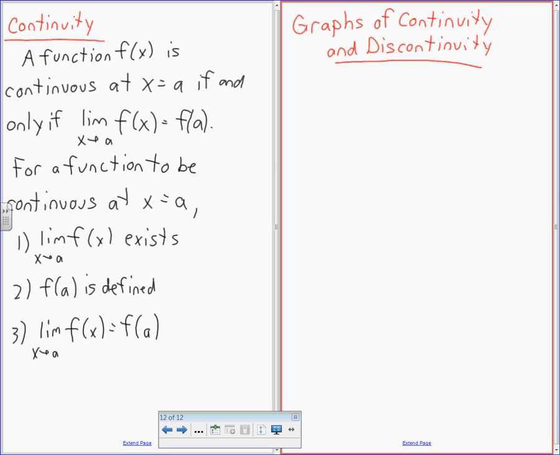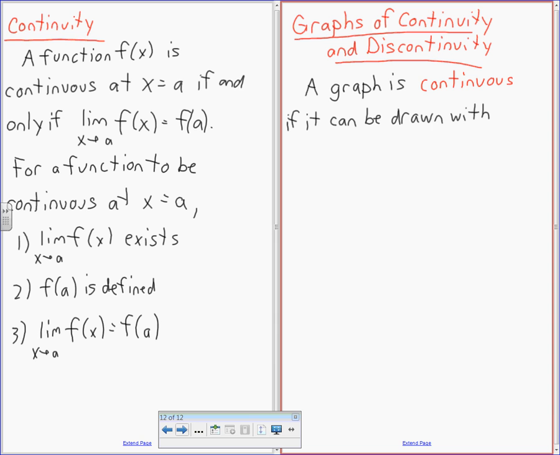We're going to say a graph is continuous if it can be drawn without lifting your pencil. So every polynomial graph will be continuous.